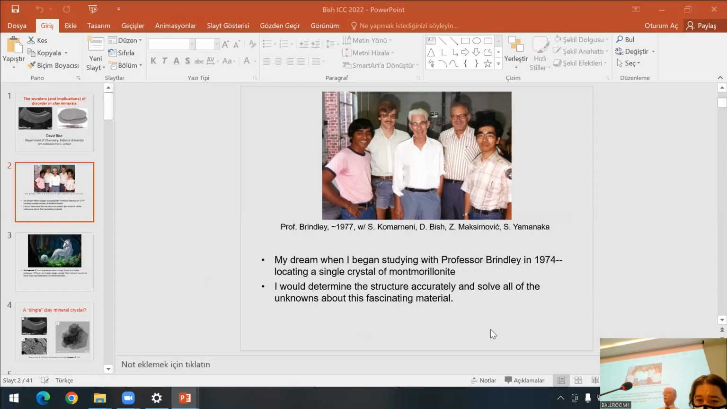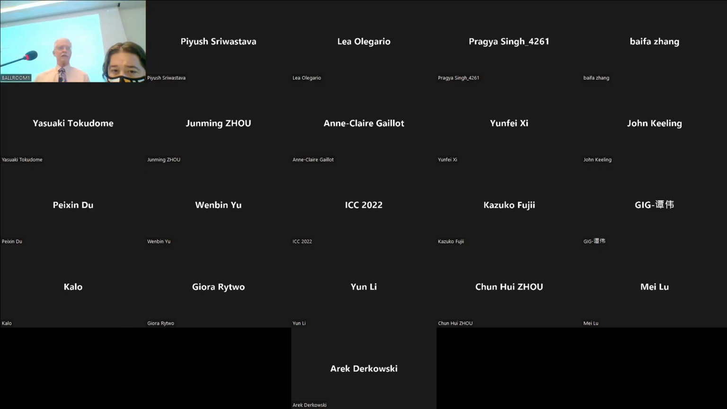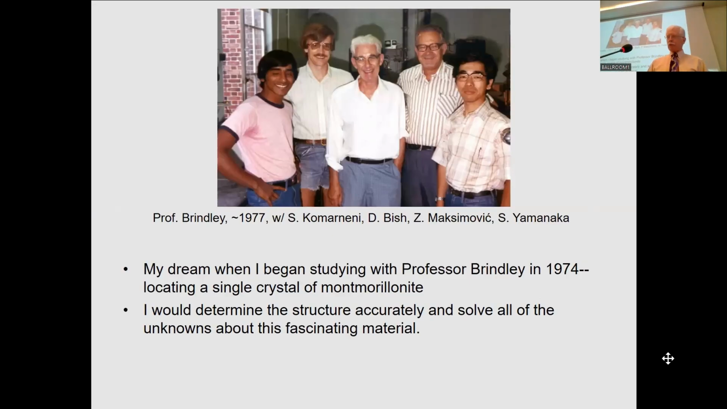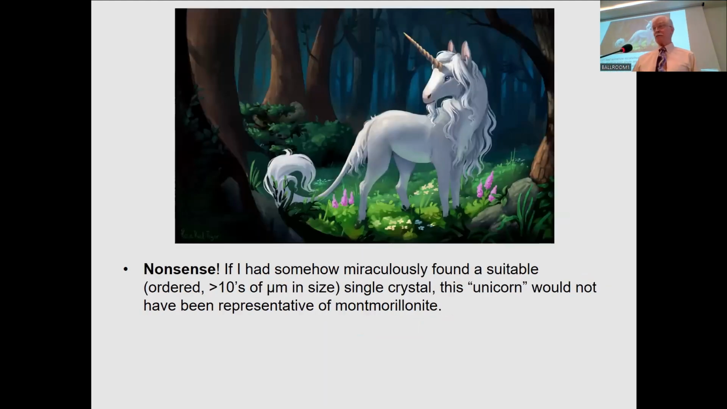I remember well when I joined Dr. Brindley at Penn State, fresh out of undergraduate school, knowing nothing about clay mineralogy. Very few undergraduate institutions teach clay mineralogy. My dream was I would find a single crystal of montmorillonite, something that looked like this, was nicely ordered, all the layers were together, and with this crystal, I would learn everything we needed to know. I would do single crystal X-ray studies, we would do spectroscopy, and I would answer all of the questions. Well, I quickly realized that was nonsense.